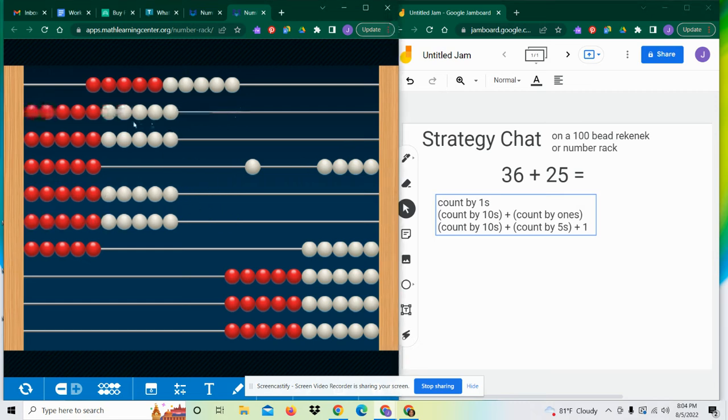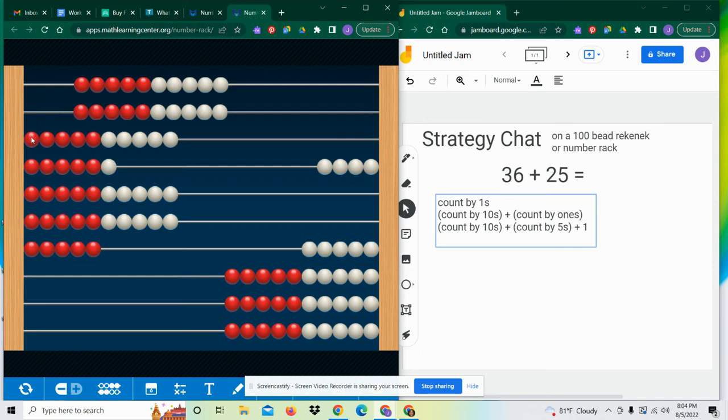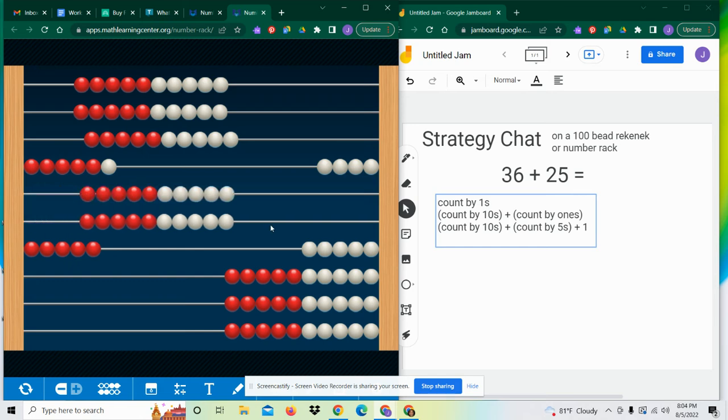Anyone else have another idea of how we could solve this equation? The next student said, well, we could just add up all of the tens and then add up the ones. So 30 plus 20, and then 6 plus 5. I said, okay, show me where you see that in the beads. So they pushed these out and they said, well, here's the 30 from the 36, and then we have the 20 from the 25. So I would add those together first.